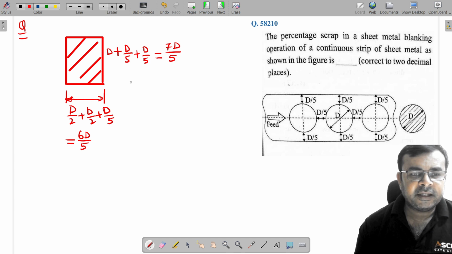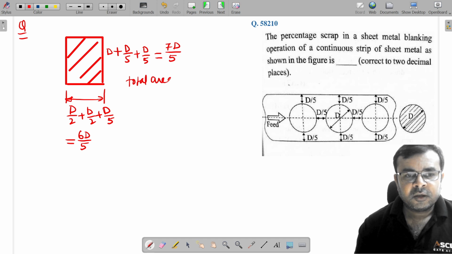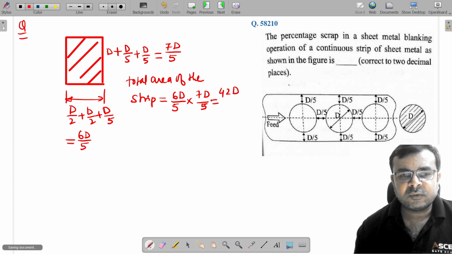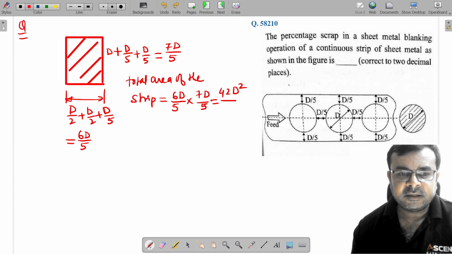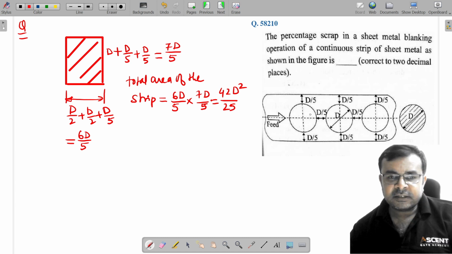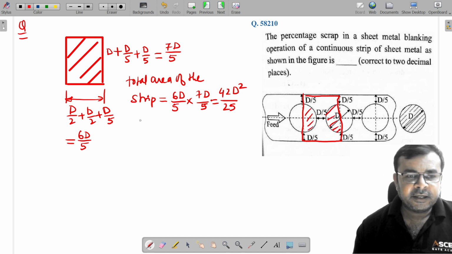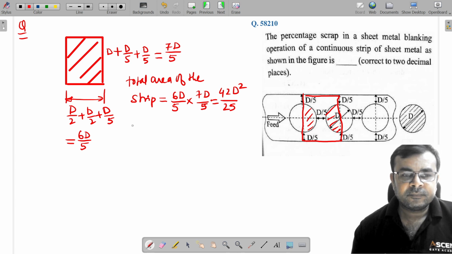So now the total area of the strip is equal to 6d by 5 into 7d by 5, so it can be written as 42d square by 25. Correct? But out of this strip, this is our useful part, that is our area of the circle. Correct?